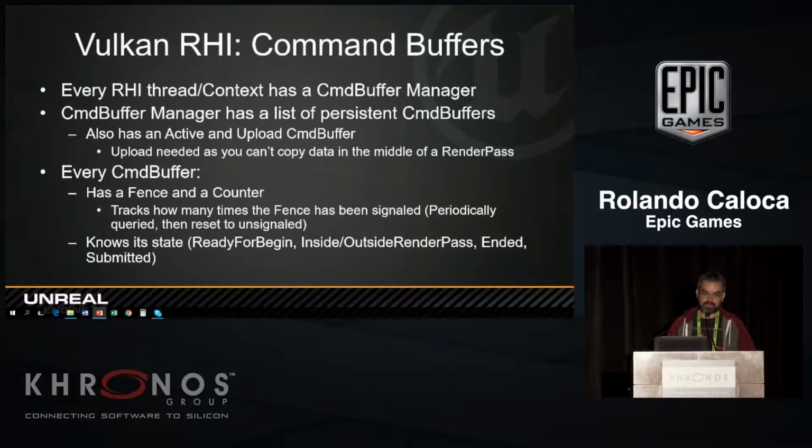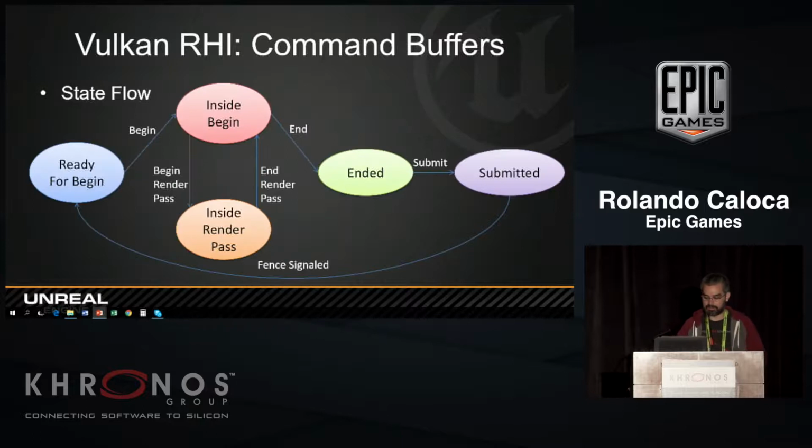Every command buffer has a fence and a counter. The counter basically tracks how many times the fence has been hit when you submit the command buffer. So we periodically query the fence, and once it's signaled, we increment the counter and reset the fence. Every command buffer basically knows its state. This list of states is a little bit better shown here. Commands can only happen inside the red and the orange or yellow boxes, so inside begin and inside render pass. After we're done, we call end, and then we submit the command buffer. Once the fence is signaled, we mark it as ready for begin.